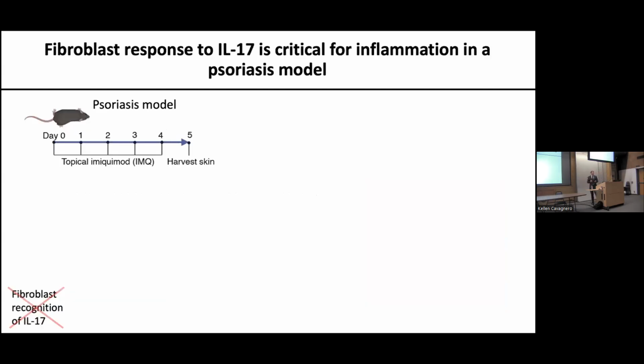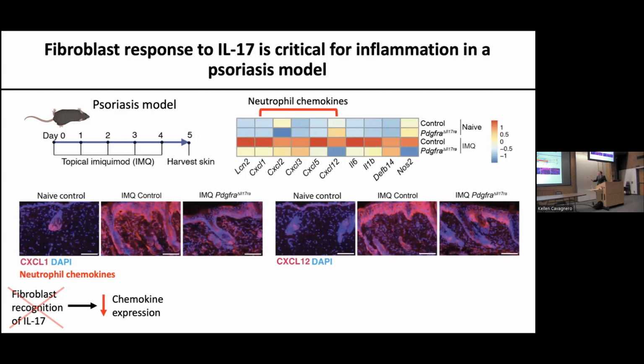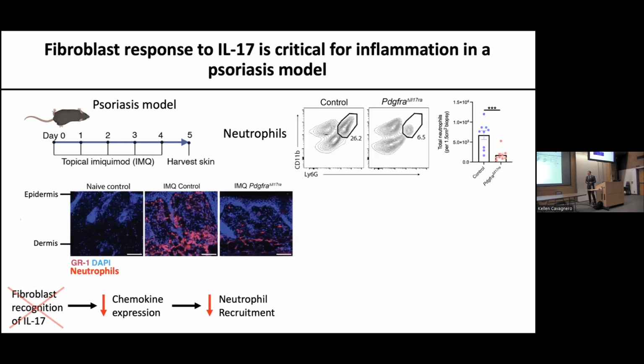So to test the role of fibroblasts and IL-17 recognition in psoriasis, we used our transgenic animal in a very common psoriasis model, wherein we applied imiquimod topically to the mouse back skin. And here we can see imiquimod induced in normal control mice neutrophil chemokine expression, but this was reduced in our mice that lack the IL-17 receptor, specifically in fibroblasts, shown here both by qPCR as well as immunostaining. And this reduction in neutrophil chemokine expression led to significant reductions in neutrophils recruited to the skin, shown both by flow cytometry as well as immunostaining.